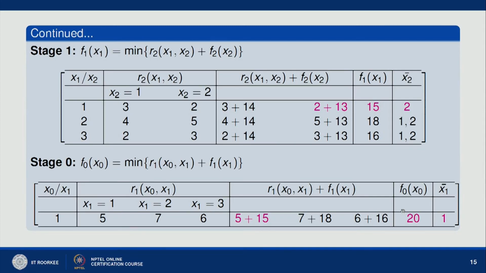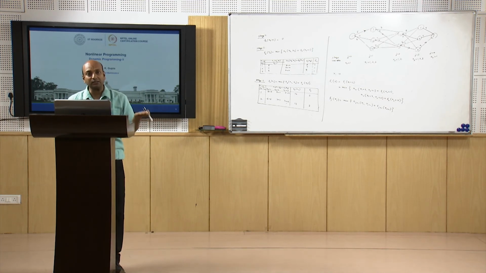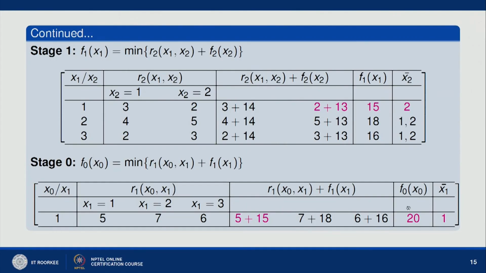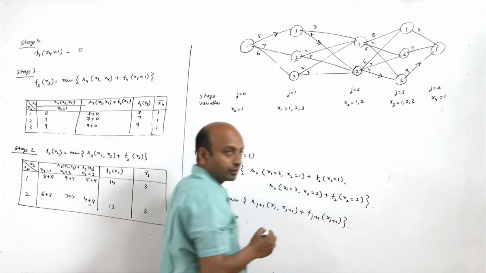What is the path? To know the path, we will go from the last stage to the first stage, in the backward direction. You see, it is 20 at x1 equal to 1. 20 we are obtaining from this point, 15. 15 we are getting from here, when x2 is 2. x2 is 2 means this one, that means this path.